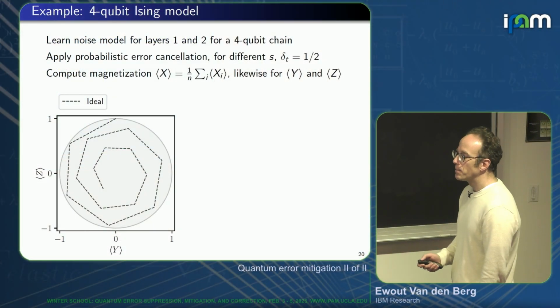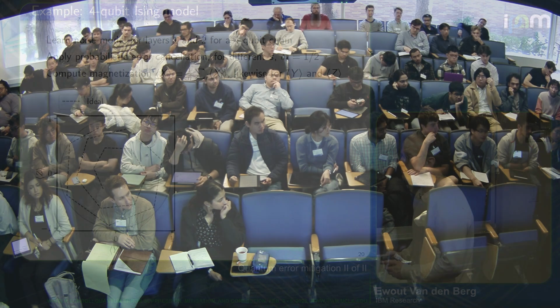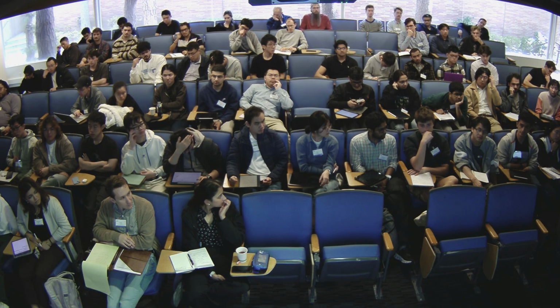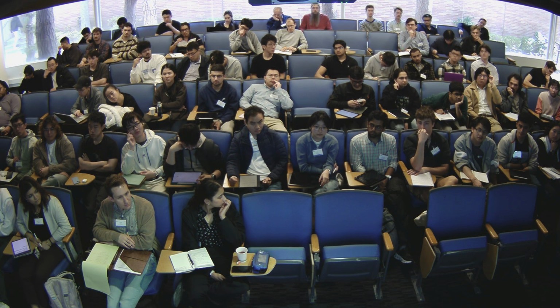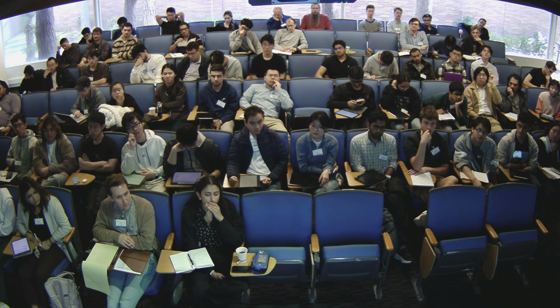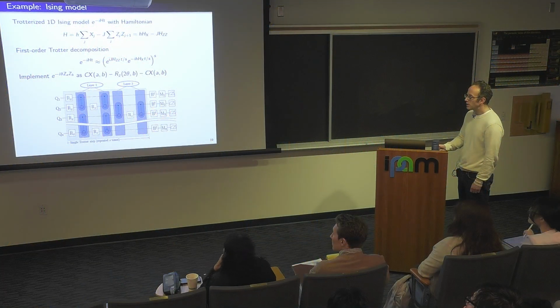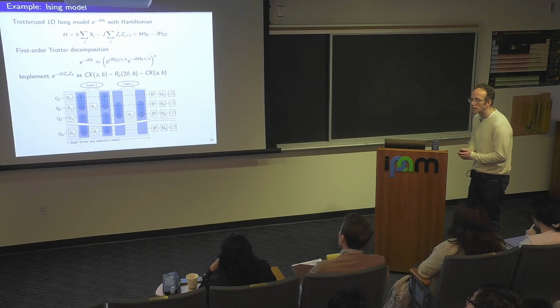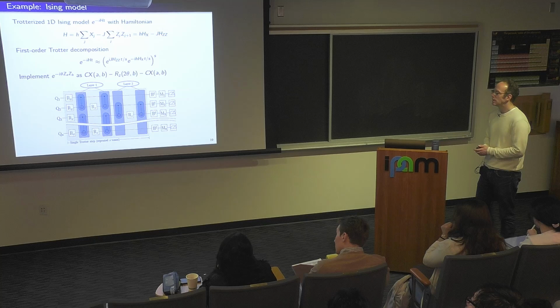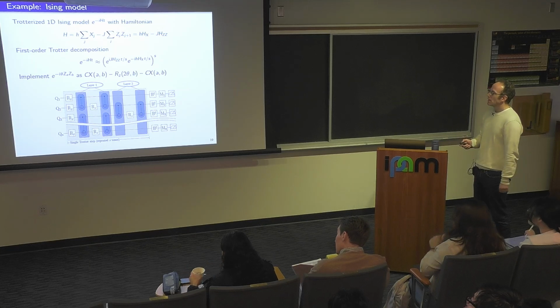For layer 1, for example, you learn the noise for that entire layer, or you split it into two parts and learn the noises for the two CNOTs? We learn it for this layer, but then we assume that the noise for this is the same. It's just Markovian noise.